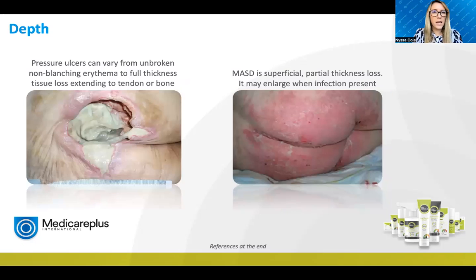where the damage is occurring from underneath. The depth, obviously pressure ulcers can go right through to the bone, and they can involve muscle, tendons and really significant damage to the tissue. Whereas with moisture-associated skin damage, it's only ever going to be very superficial. It's only ever going to involve that epithelial layer, and obviously when there's infection present, it can spread, but it will only ever be that superficial layer.